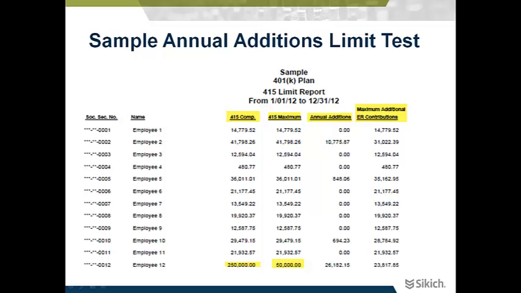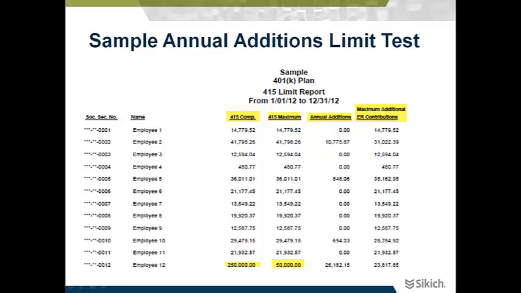And here we have a 415 limit report, which takes us through those steps. First, we determine comp, and the comp is 415 compensation. The 415 maximum is 100% of compensation, or the specified limit for the year, which for 2012 was $50,000. And then it calculates the annual additions that have been taken for the year, and then the last column is the maximum annual additions that are available for the rest of the year.